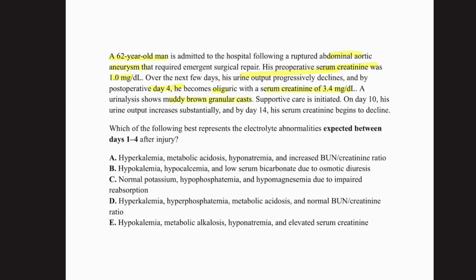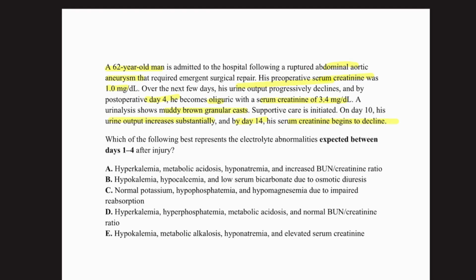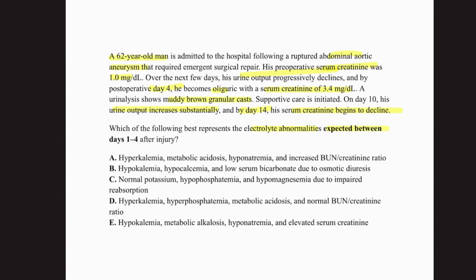Supportive care is initiated. On day 10, his urine output increases substantially, and by day 14, his serum creatinine begins to decline. Which of the following best represents the electrolyte abnormality expected between days 1 to 4 after injury? So you can pause the video here, look over the options, and come back when you're ready. Okay, so welcome back. Now the answer to this question is D.